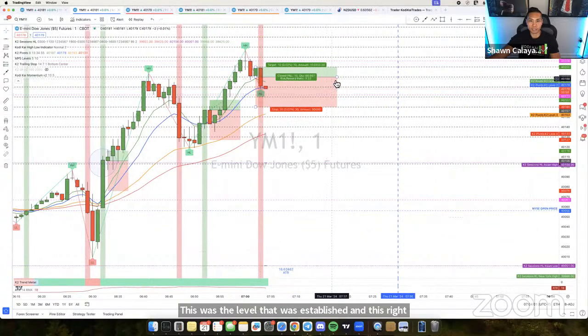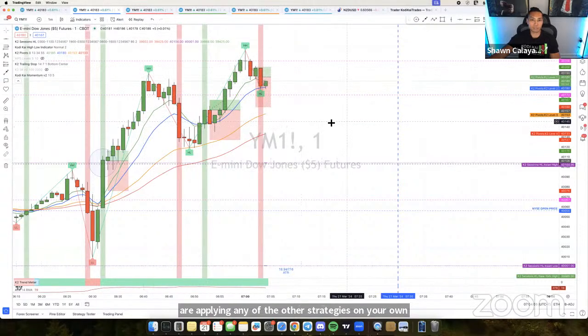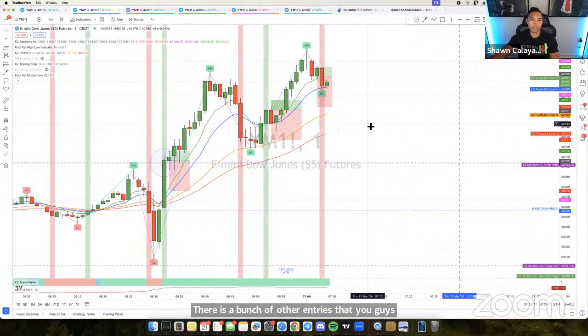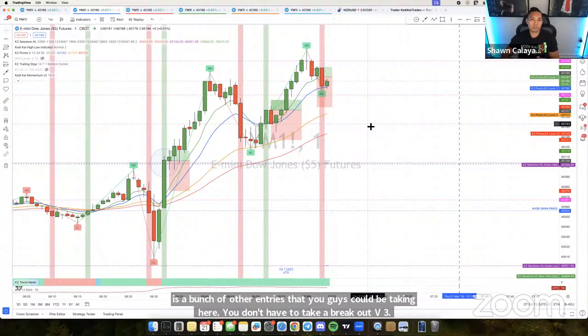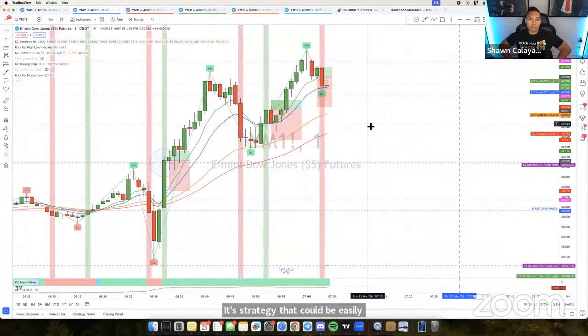So again, if you guys have the indicators or you're applying any of the other strategies on your own, there are a bunch of other entries that you could be taking here. You don't have to take a breakout B3. You can take anything else. There are like 20 up to 30 strategies that we have that I've used in the past that all still work very well. But for me, I've chosen to stick to the BB3. I feel like it's a strategy that is easily adaptable. You can adapt it to different types of markets. And for me personally, I think it's better.